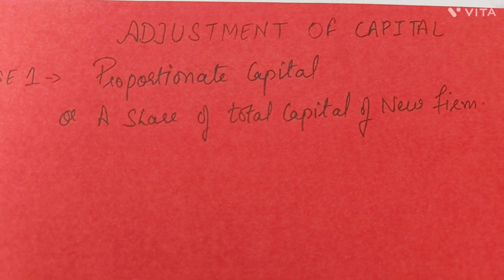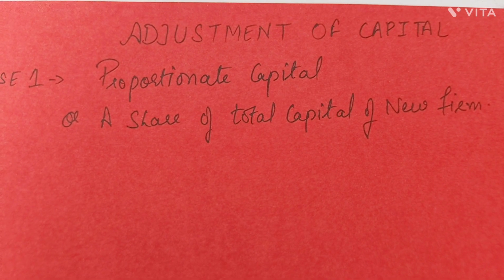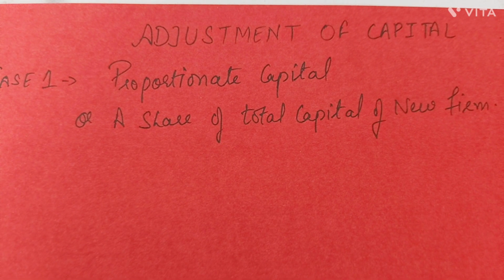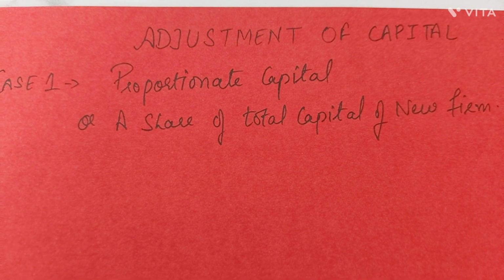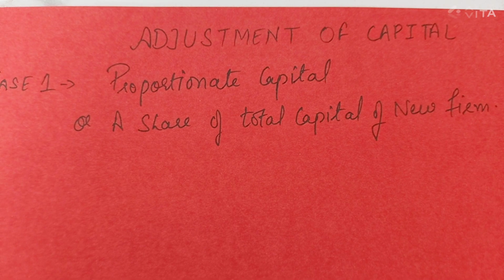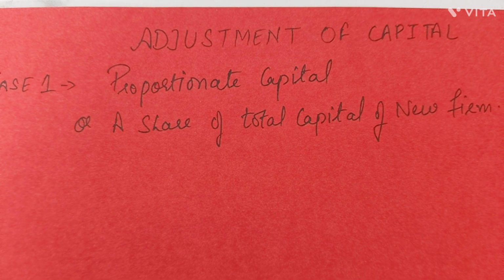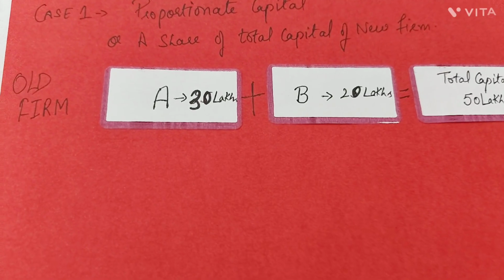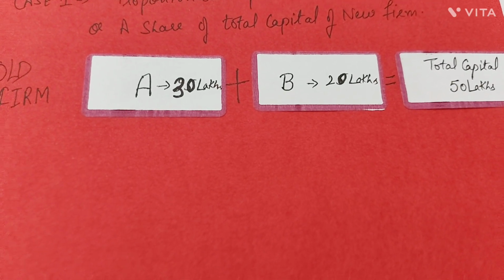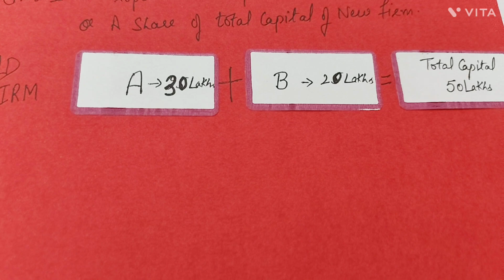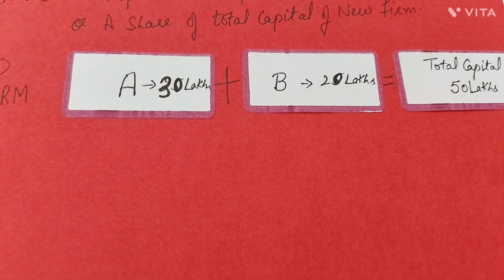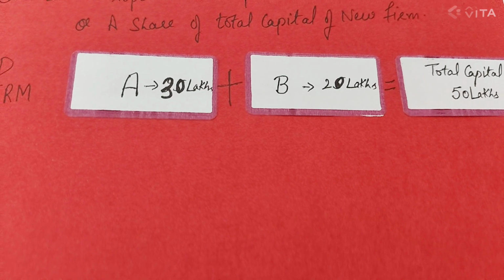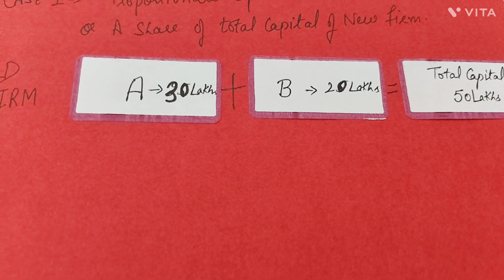Hello friends, let's talk about adjustment of capital at the time of admission, case 1, where the new partner is supposed to bring proportionate capital or a share of total capital of the new firm. So let's start here with a few cards. Suppose that in the old firm there are two partners A and B. A contributed 30 lakh, B contributed 20 lakh. So the total capital of the firm was 50 lakh.